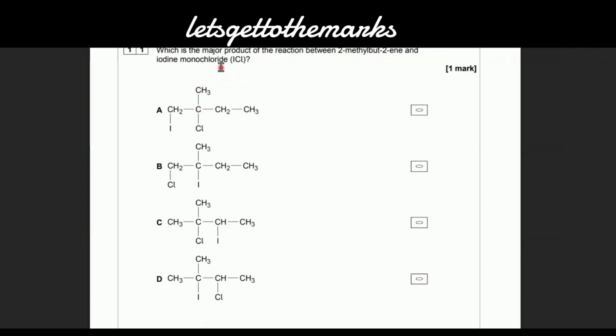So, between 2-methylbutene and iodine monochloride, what we need to do is draw this out. So 2-methylbutene: we've got four carbons, and the double bond is between there and there. And then I've got a methyl group, and then this is a methyl group as well. You know what? I could just write CH3 there.